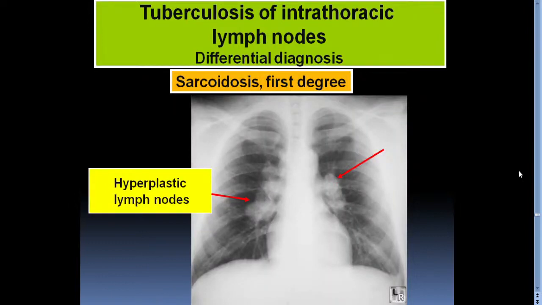Next disease for differential diagnosis, sarcoidosis, first degree of this process. We can see hyperplastic lymph nodes on both sides. This is more typical for sarcoidosis, because tuberculosis more often affects lymph nodes of one side. In sarcoidosis, both sides are affected, and this symptom is named the butterfly symptom. It looks like a butterfly, affection of lymph nodes on both sides. And you can see clear contours of lymph nodes also.